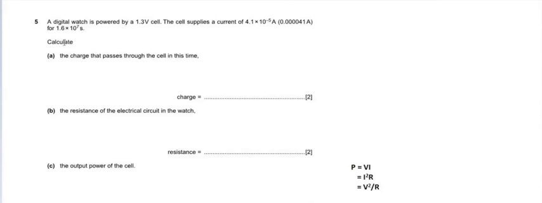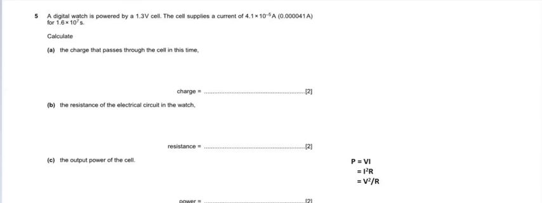Now we will move towards the next problem. So here is the last and the fifth question. A digital watch is powered by a 1.3 volt cell. The cell supplies a current of 4.1 into 10 to minus 5 ampere for 1.6 into 10 to 7 seconds. And we have to calculate the following things. Part A is the charge that passes through the cell in this time. Here the current is given, 4.1 into 10 to minus 5 ampere, and the time is also given, 1.6 into 10 to 7 seconds.